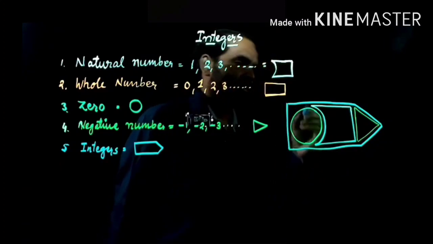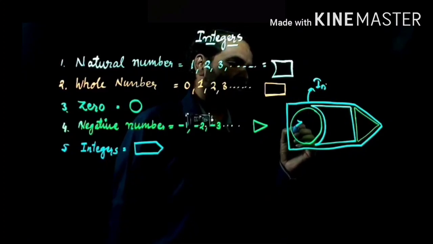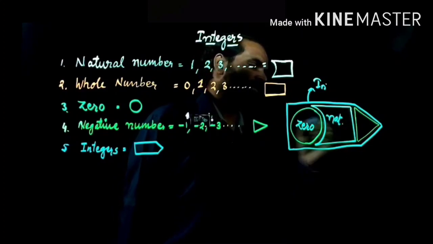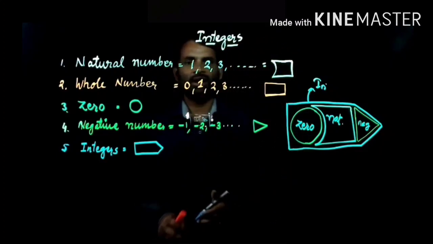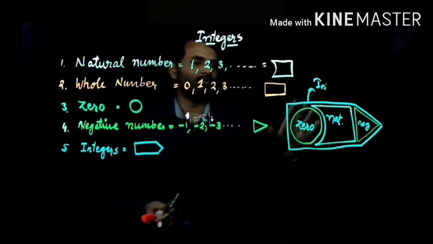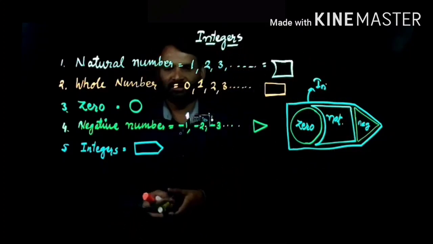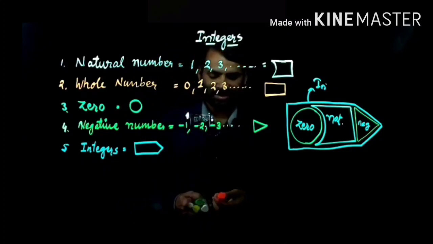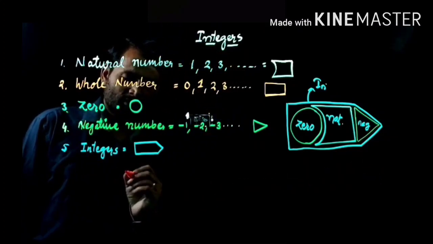This is the integers. This is the 0, this is the natural numbers, and this is the negative numbers. This is the bar graph, a simple example. Integers are a collection of 0, natural and negative numbers, a collection of whole numbers with the negative sign. So you write the definition.